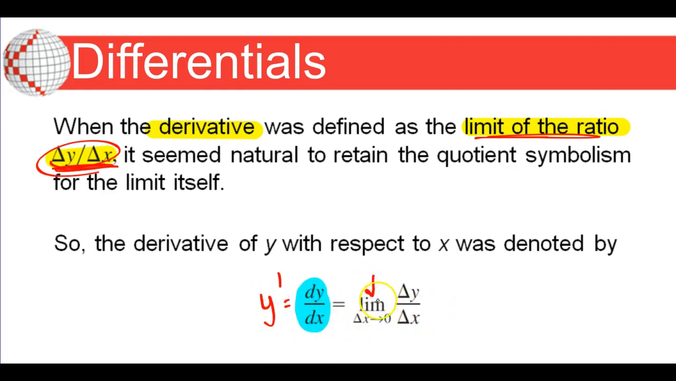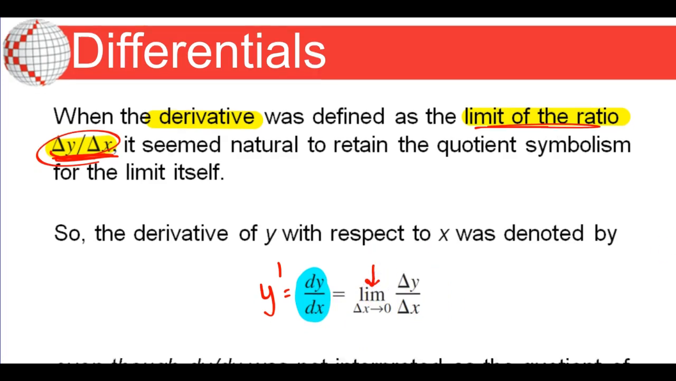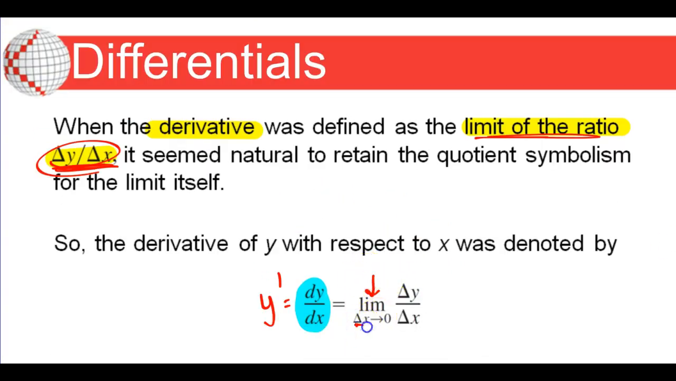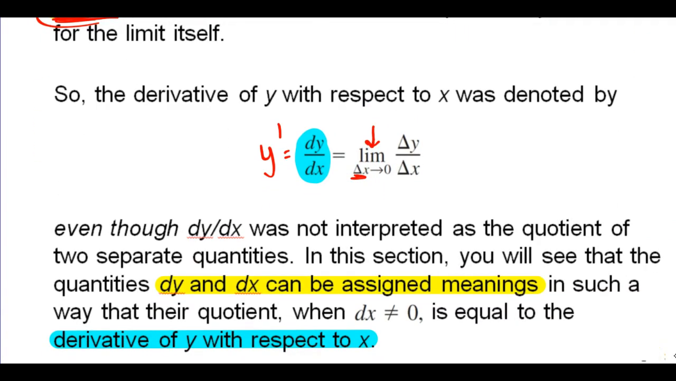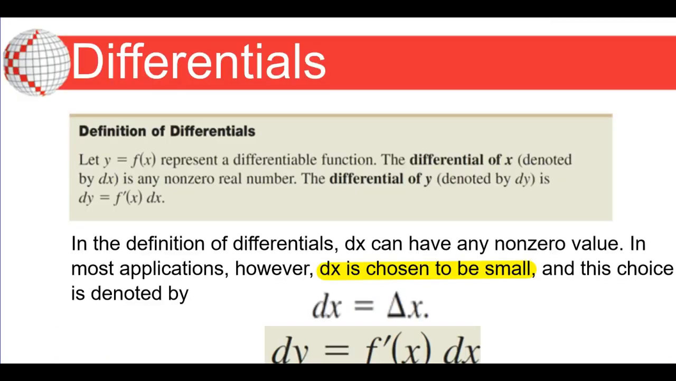Remember the lesson as the limit as it approaches 0. So we want this delta change in x to be 0 or approaching 0. So dy dx can be assigned a meaning. You can't divide by 0, but we're going to let dx be really, really small. So the derivative dy dx is equal to the derivative of y with respect to x. But you're going to see in a graph here, we're going to let dx be very, very, very small.